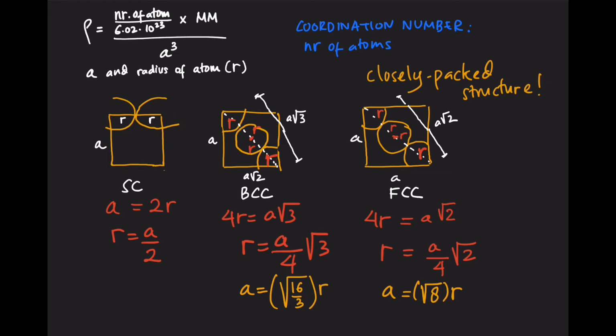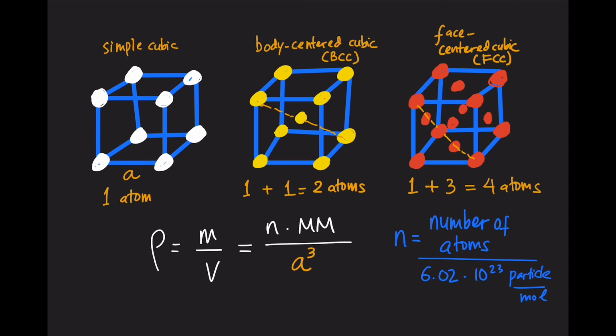Coordination number is the number of atoms which are the immediate neighbor or the closest neighbor of an atom in the structure. So let's take a look at our cube again over here. Now we can calculate the coordination number, or Cn, for each of the arrangements.